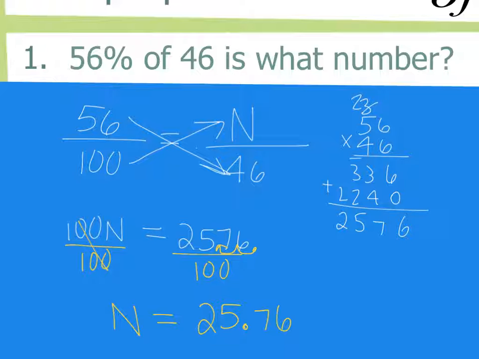So when you're setting up the proportion, is over of. Notice I did it backwards: I did percent over 100 is the same as is over of. The 46 is the of, and what number is the unknown, so it's what number over 46 is the same as 56 over 100.